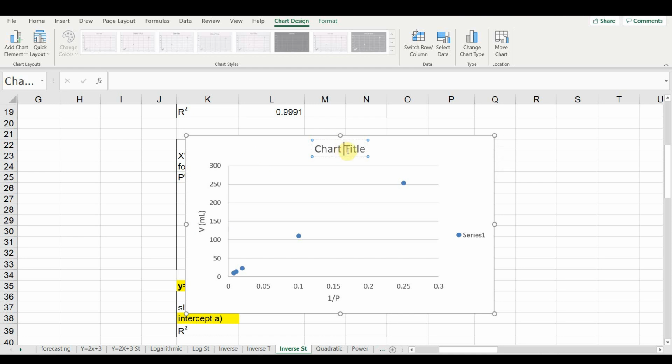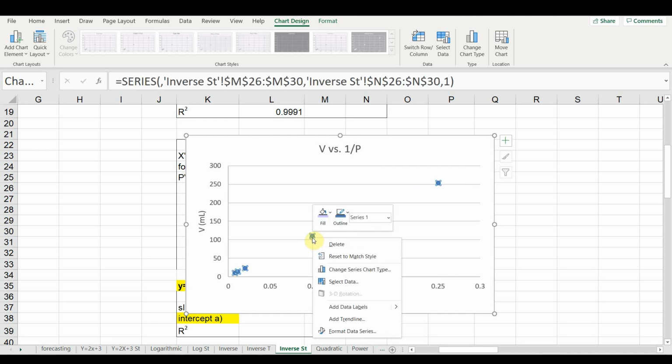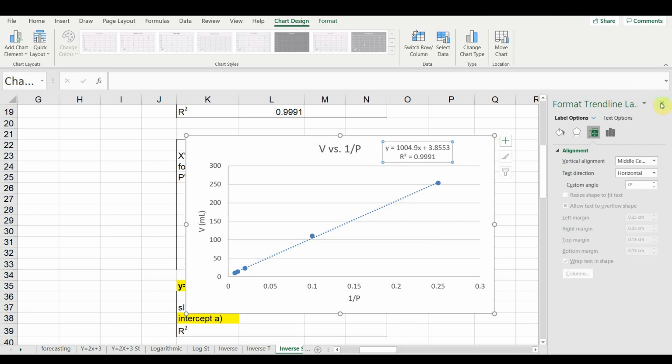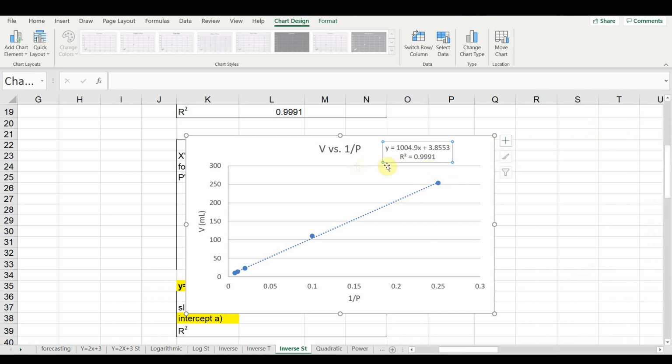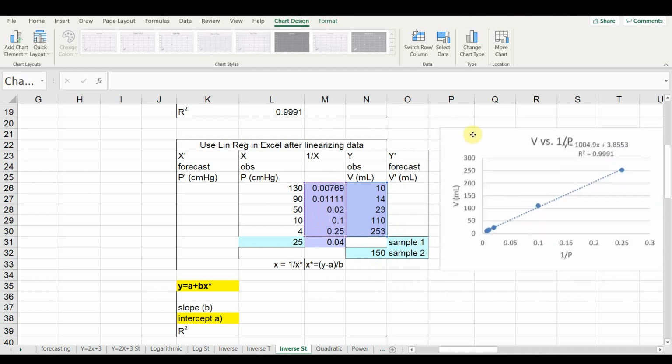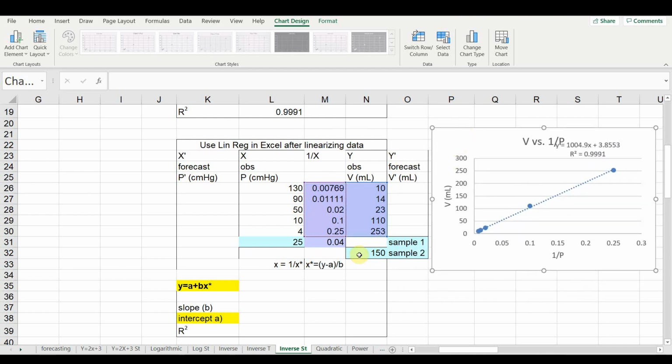Our chart title will be V versus 1 over p. I'll get rid of the legend, delete. Now let's add a trend line. We're going to add a linear trend line this time. That looks pretty good. Display the equation, display the r-squared. Same regression coefficients. Looks like the same RSQ value as we saw from the calculator, 0.9991. Alright, so that looks like a good fit. How can we then forecast our x and y prime values?